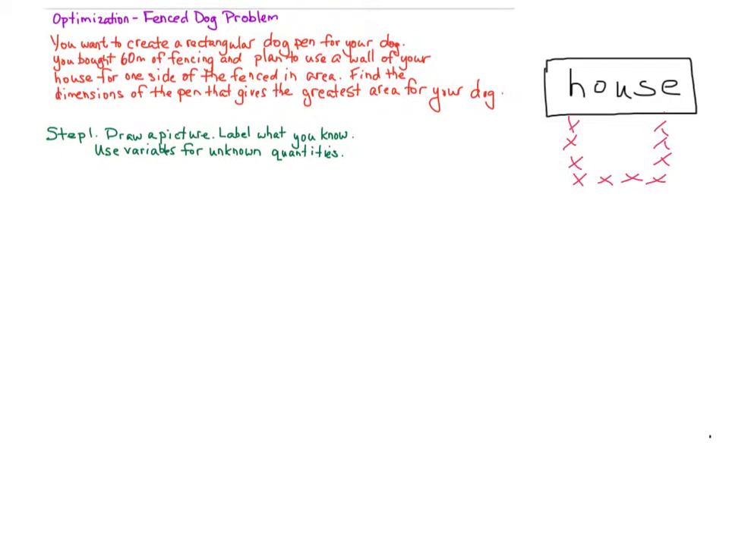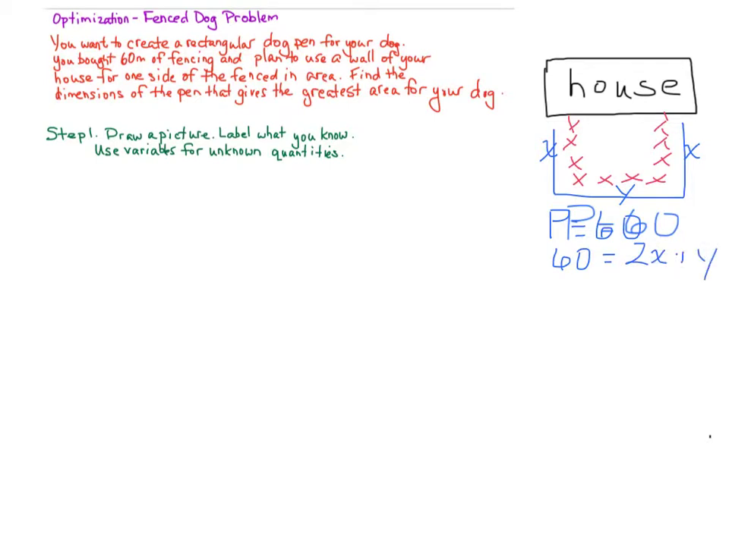So now what do we know? We know we're going to put fencing here, here, and here, and that we've got 60 meters. So that's the same thing as perimeter for those 3 sides is equal to 60. We can also label our sides. We could call that X. This would also be X. And we could call this side Y. So using the idea of perimeter, we do know that 60, the amount of fencing we have, is equal to 2x plus y in this situation.